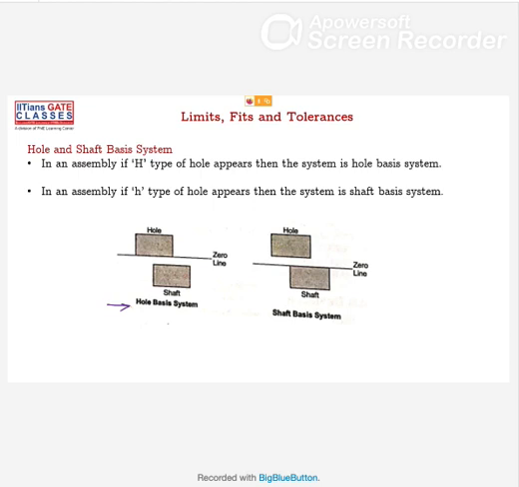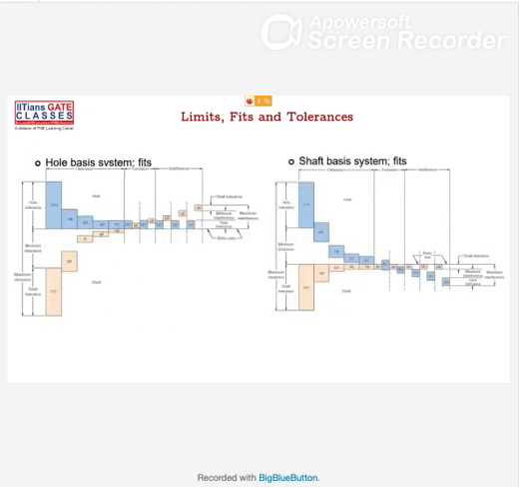Okay, hope you understood the point. Let's go and see the variations of different fundamental deviation types. On the left hand side you can see the hole basis system. On the right hand side you can see the shaft basis system. On the left hand side, hole basis, each and every hole starts from the zero line. The lower limit of the hole is starting at the zero line, and the shafts are starting from these things.